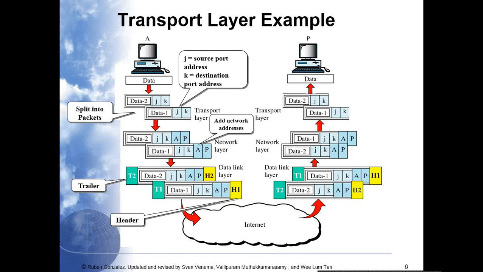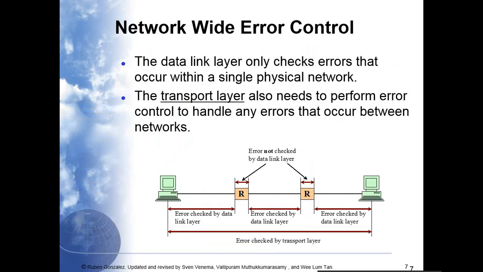So each of the layers does a different thing. At the moment, we're talking about the split into packets part for the transport layer. In terms of error control, before we were talking about the data link layer. If I'm talking to my neighbor and something goes wrong, I can fix that pretty easily. I know it's between me and my neighbor. I know there's a problem. I'll just send the thing again.